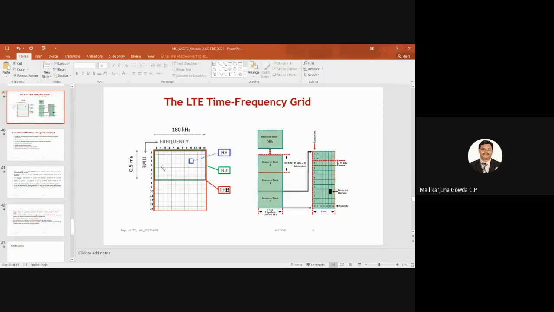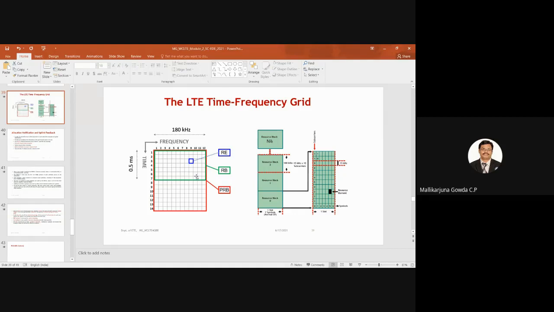How many subframes are there? I said in the LTE frame structure, 10 subframes will be there. The duration of one subframe is 1 millisecond. In one subframe, there are 14 OFDM symbols and there will be 12 subcarriers. So 12 into 14 leads to 168 resource elements that we call one physical resource block. That is known as PRB.